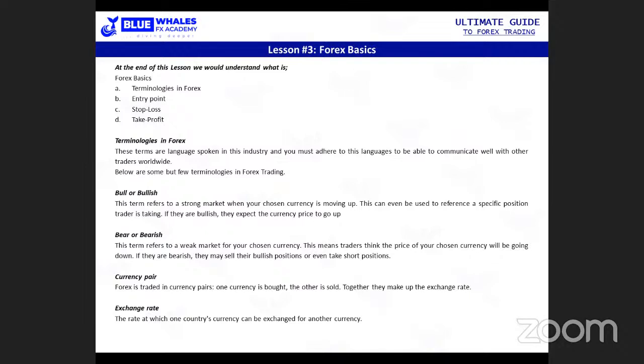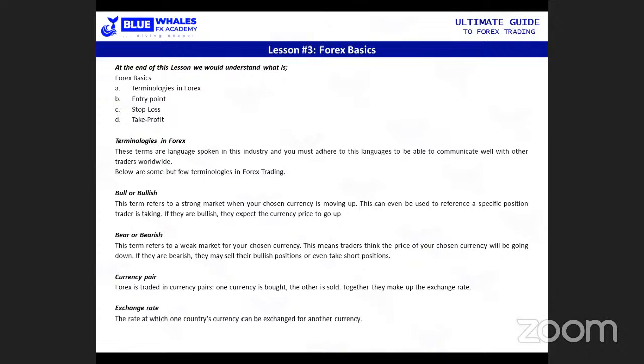Terminologies. You're hearing pips, you're hearing bull, you're hearing this, you're hearing that. Currency pair, exchange rate here and there, margin call, leverage. So these are very key things we are going to discuss. These terms are the language spoken in this industry, right? There's a saying that when you go to Rome, you do what the Romans do. This means that in every institution there's a language that we speak. In the Forex market, we have a language, and everybody in the whole world speaks the same language. Therefore, you also have to understand it.